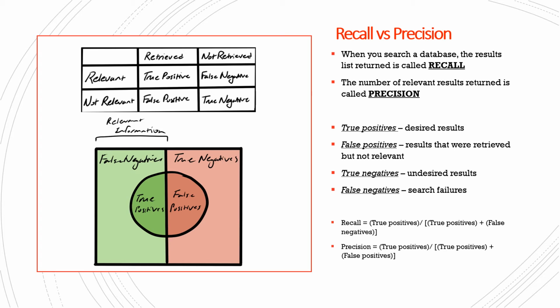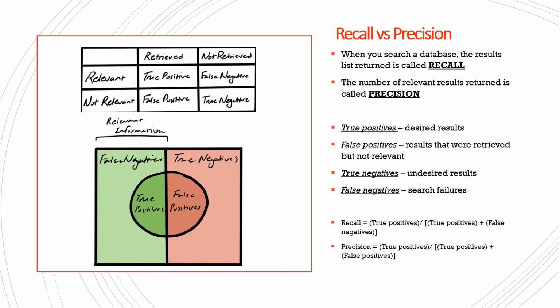If you would direct your attention to the table on the top left, you will see how these concepts correspond to each other. The retrieved and not retrieved items on the top are recall, which is the number of relevant items found divided by the number of relevant items out there. While the relevant and non-relevant items to the side are associated with precision, the number of relevant items found divided by the number of items found, whether they be relevant or irrelevant.